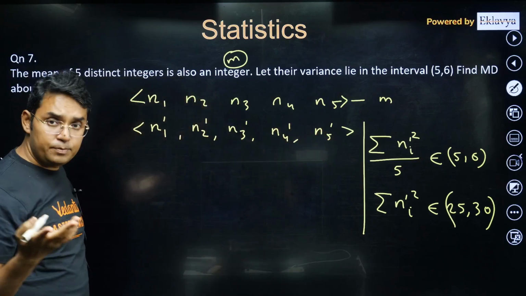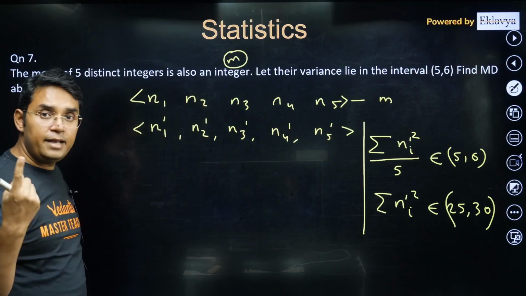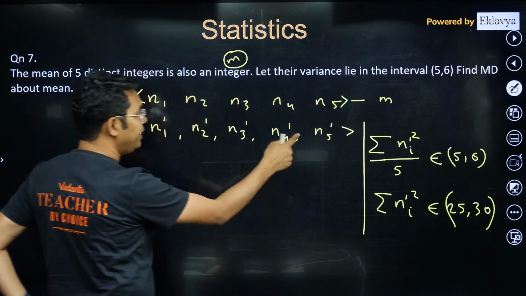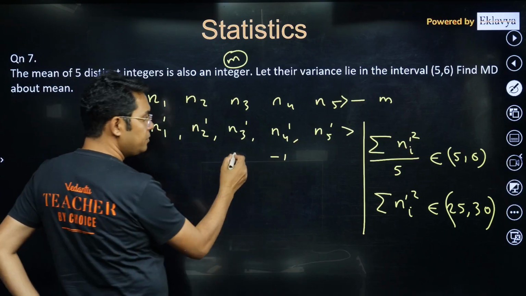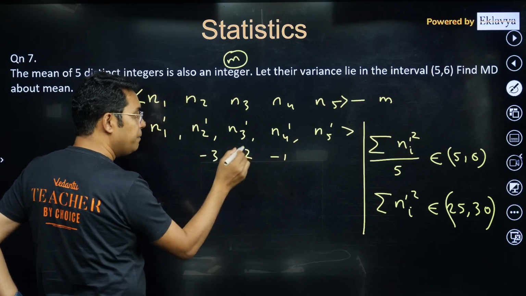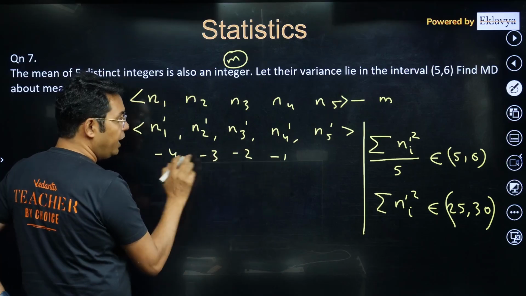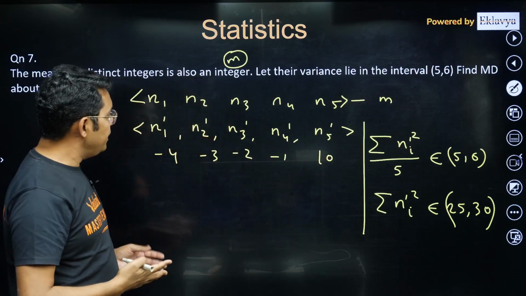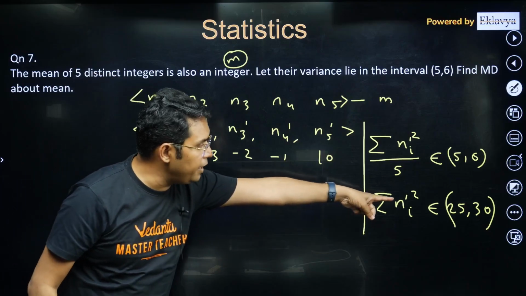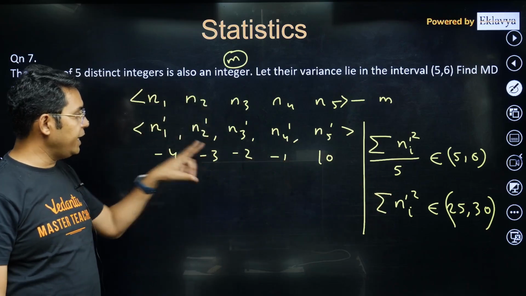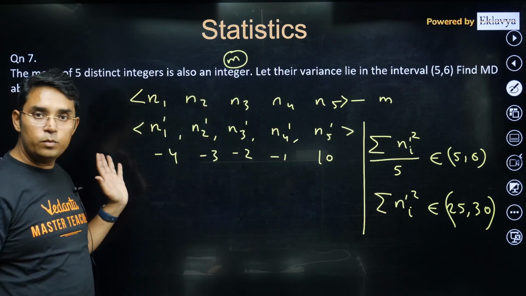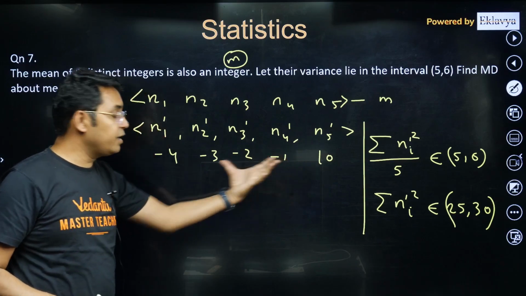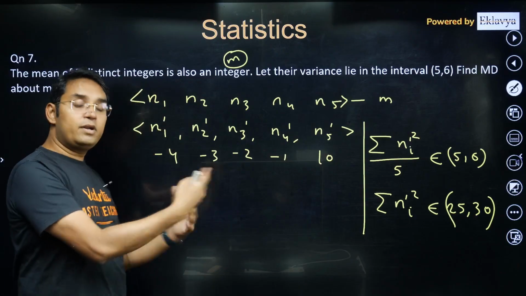Okay, so there can be a possibility that just one integer is positive and the others are negative. If that is so, because all the integers are distinct, the negative values have to be at least -1, -2, -3 and -4, and to make the sum 0 the positive one has to be 10. Then obviously the sum of their squares cannot lie in 25 to 30, because 10 square itself is 100. I hope that is clear. Which means we cannot have one positive, rest negative, or only one negative, rest positive.